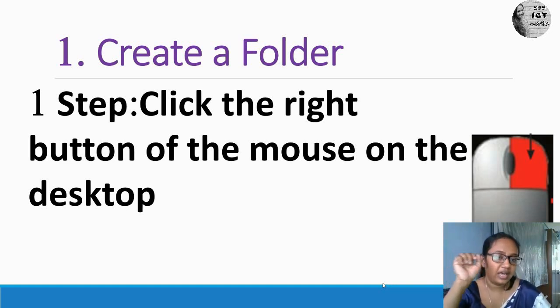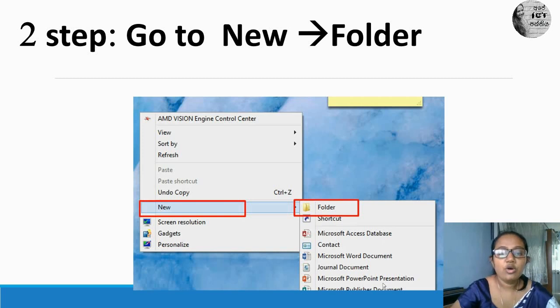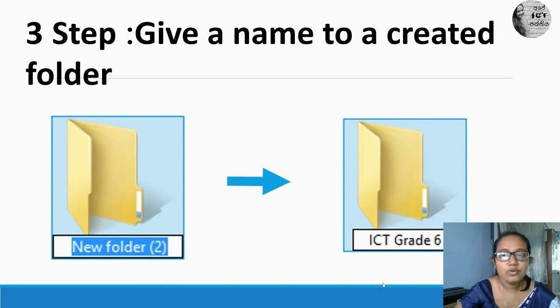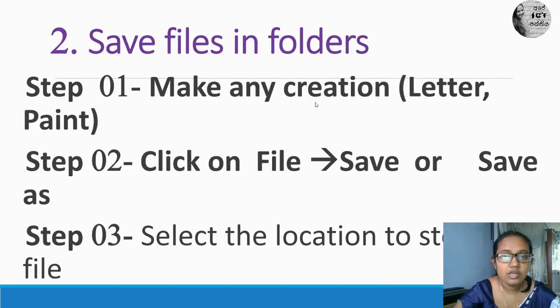Click the right button of the mouse on the desktop. Go to New, then Folder. Give a name to the created folder. When you are naming a folder, you cannot use a semicolon or arrow mark. You cannot use a semicolon or arrow mark to name the folder.